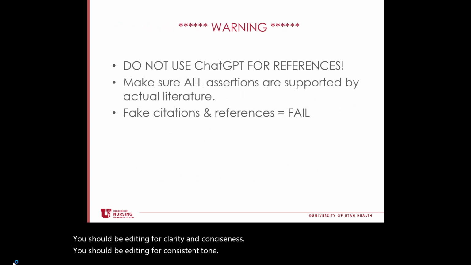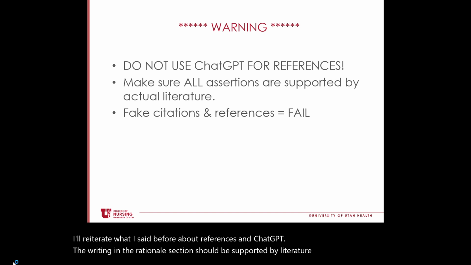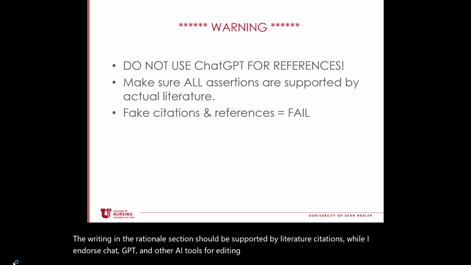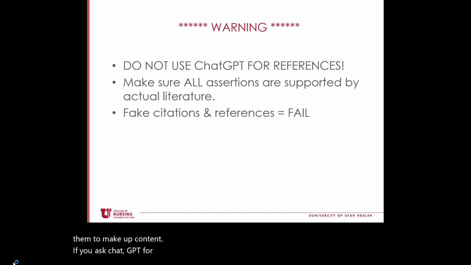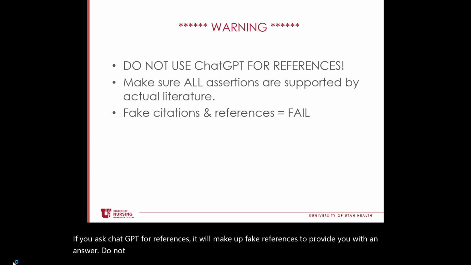I'll reiterate what I said before about references and ChatGPT. The writing in the rationale section should be supported by literature citations. While I endorse ChatGPT and other AI tools for editing purposes, I strongly caution you about using them to make up content. If you ask ChatGPT for references, it will make up fake references to provide you with an answer. Do not use any reference in your paper that you have not actually looked up yourself.